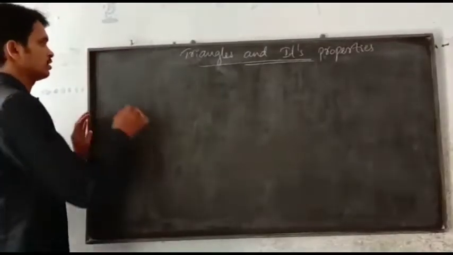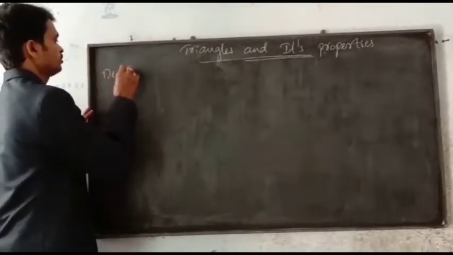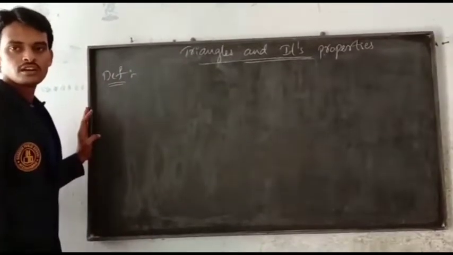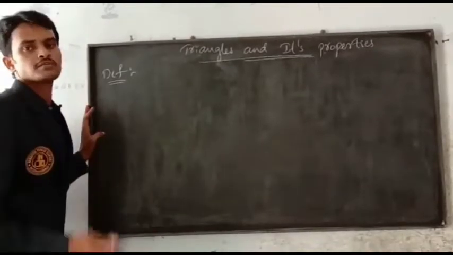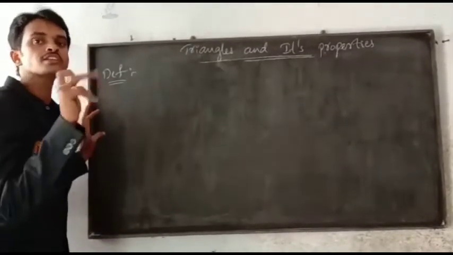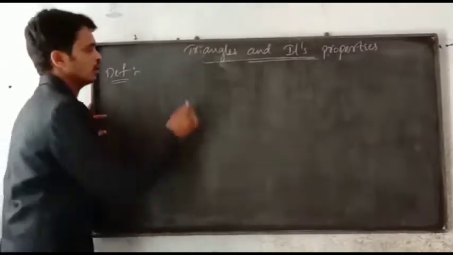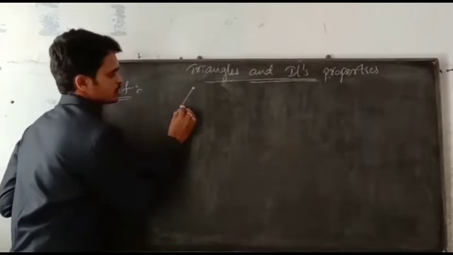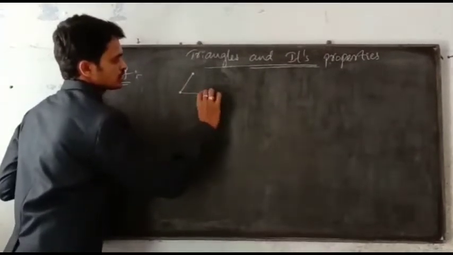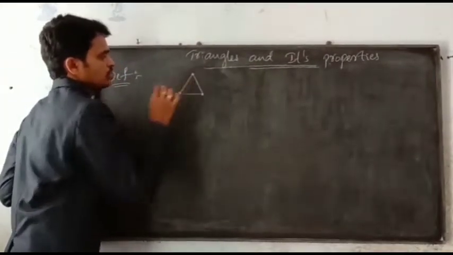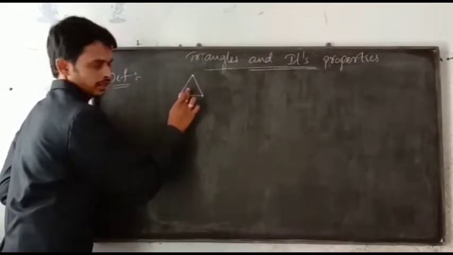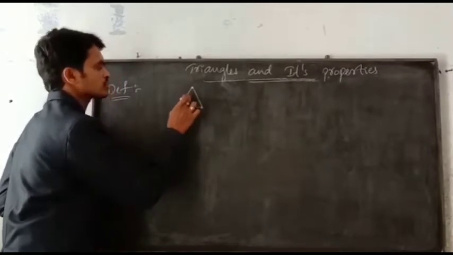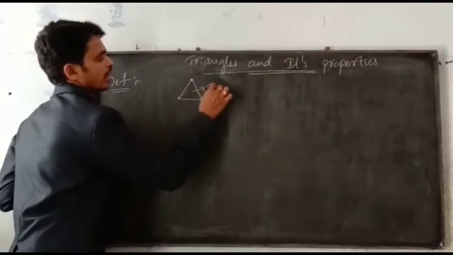So first, the definition of a triangle: a simple closed figure bounded by three line segments is called a triangle. So this is one line segment, this is another, and this is the third line segment. So a simple closed figure formed by three line segments is called a triangle.